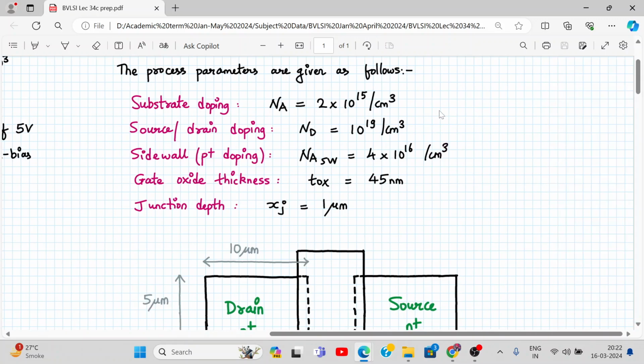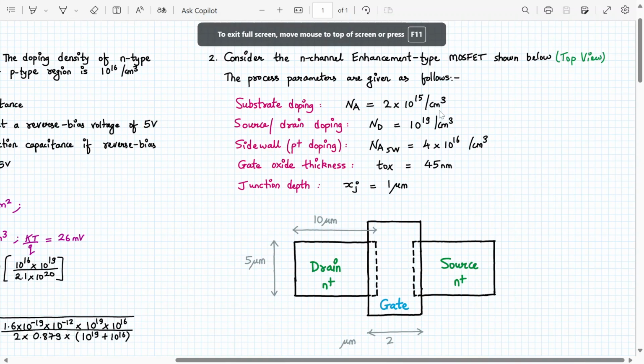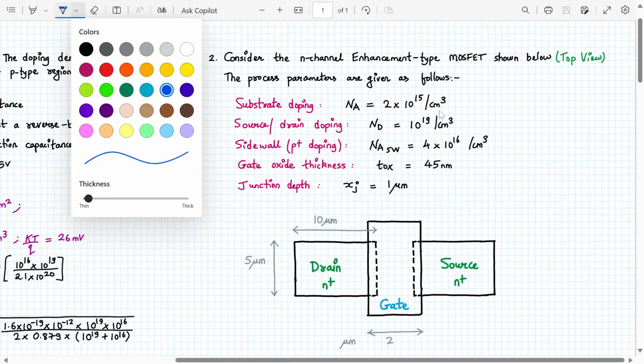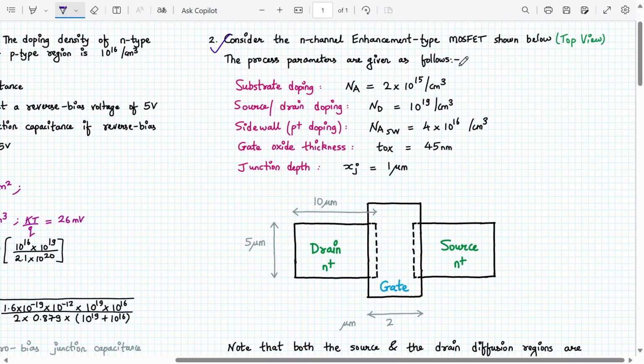Okay. So next is, this is the numerical. And this is the numerical form which might come in the exam in this manner. In this form, it will come. So let's concentrate on this. Consider N-channel enhancement type MOSFET. This is my N-channel enhancement type MOSFET. The process parameters are as follows.